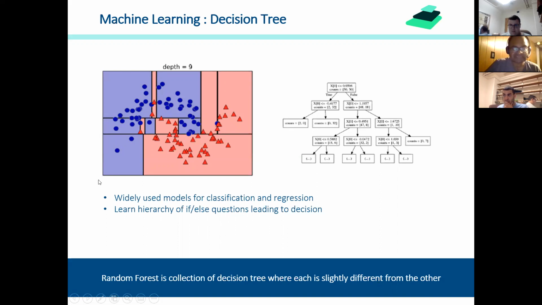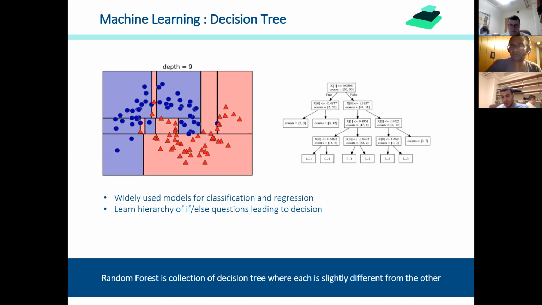So for example, this extreme left box contains only the circles, right? The extreme right box contains only the triangles. So essentially you go on till you really sort out a relationship between this data, and the series of questions that you ask are typically called features of this decision tree, and they are widely used for classification as well as regression problems.